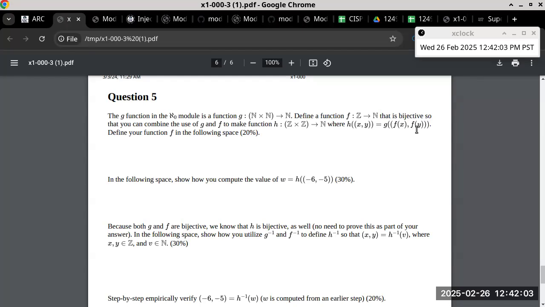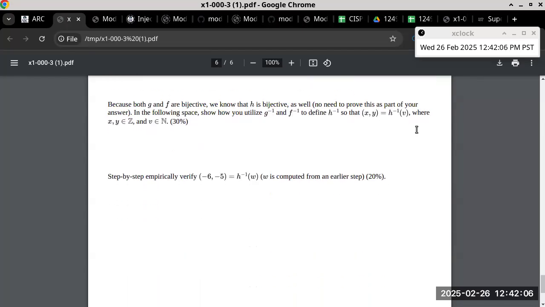Okay, so part 3 is probably the most difficult part, given how H is defined using G and F and both are bijective, how do we figure out the inverse of H? If I give you a natural number, how do I know which integer two-tuple it corresponds to? That's the question. That has to do with when you reverse a compound function, the inverse is the reverse order of the inverses of the constituent functions.